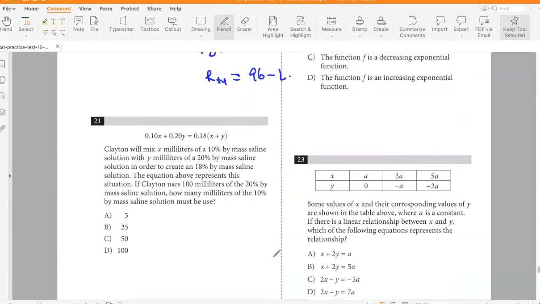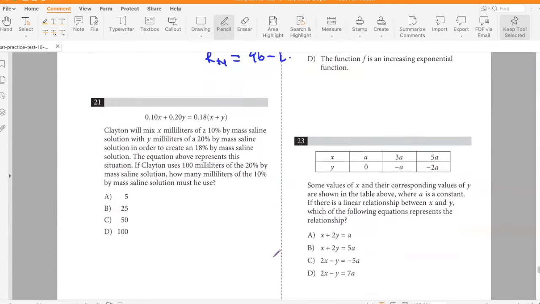Clayton will mix X milliliters of a 10% by mass saline solution with Y milliliters of a 20% by mass saline solution in order to create an 18% by mass saline solution. The equation above represents this situation. If Clayton uses 100 milliliters of the 20% by mass saline solution, how many milliliters of the 10% by mass saline solution must he use?